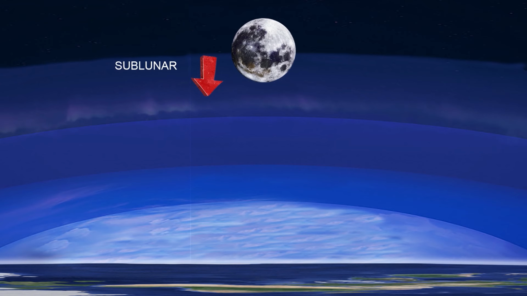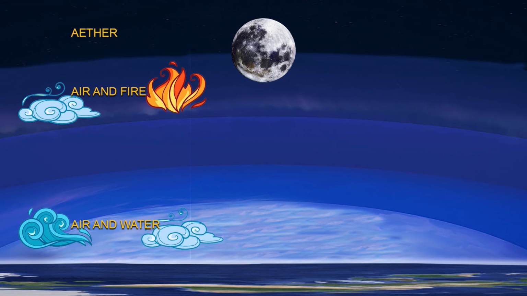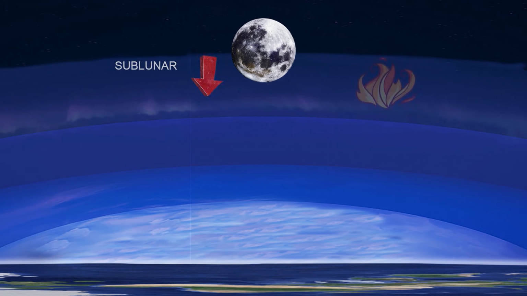The four bodies that are in the sublunar field where we live are fire, air, water, and land. Fire occupies the highest position and land the lowest. Air is close to fire, while water is close to land. All the elements of the sublunar planes potentially contain the other elements within them.